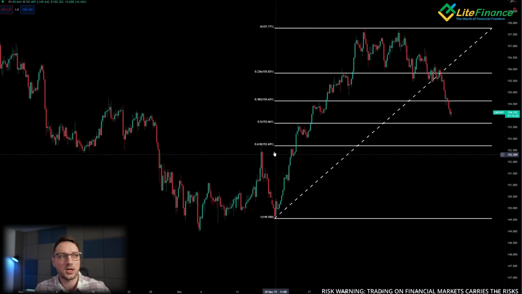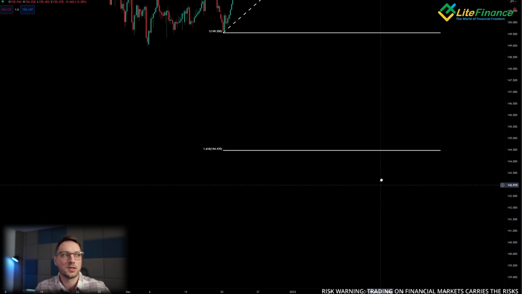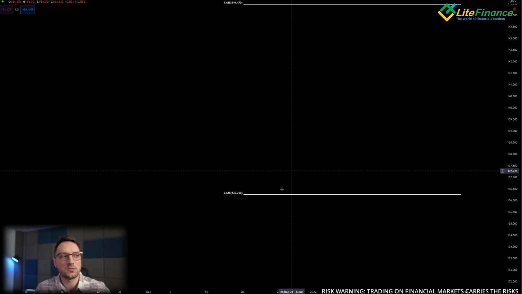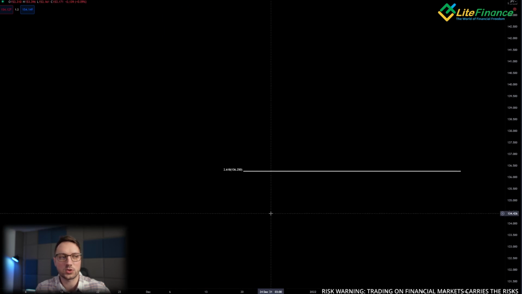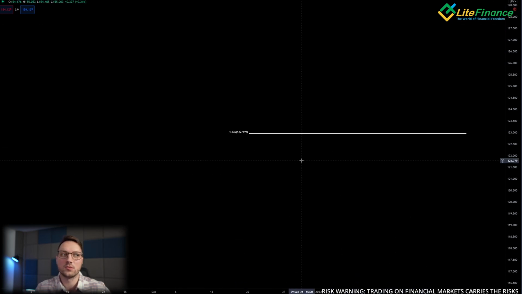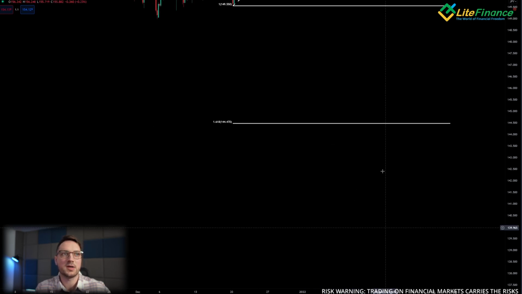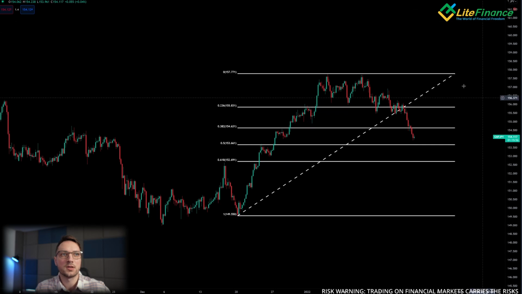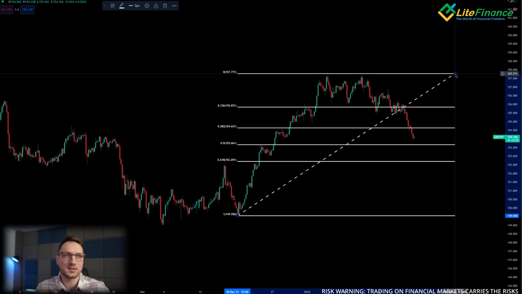So then we have 0.618, we have 1, and next is 1.618, 2.618, which we discussed, of course, and 4.236. So these are the basic levels of this Fibonacci retracement tool that are by default set in this tool.